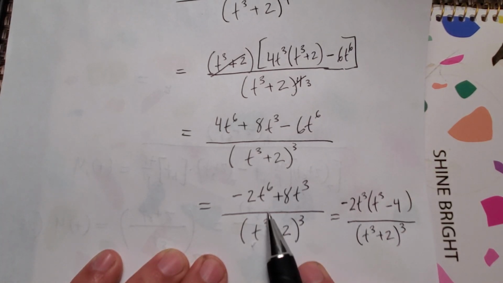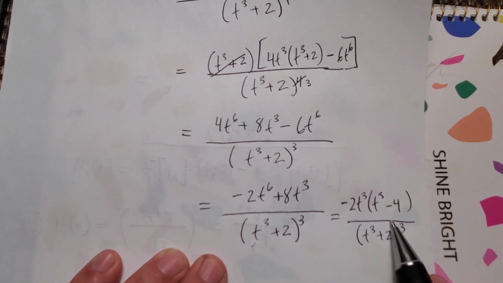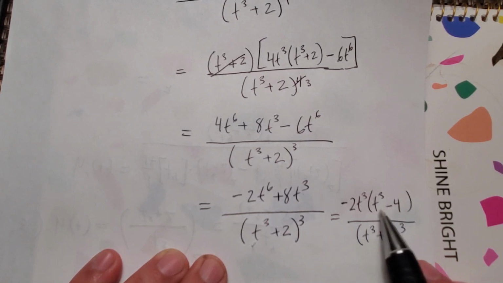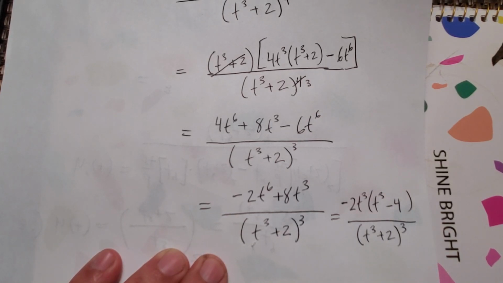So this is a perfectly acceptable answer. I'd be happy with that. But if you want to show off and go the extra mile, you can also completely factor the numerator. So that's pretty much it.